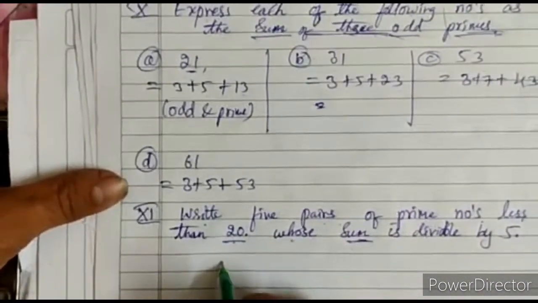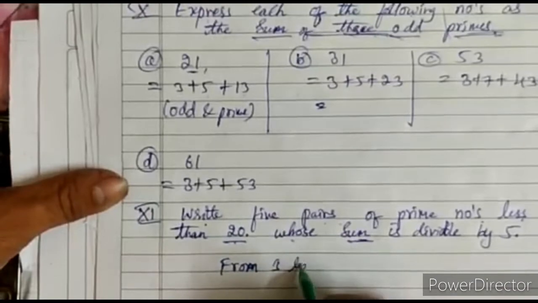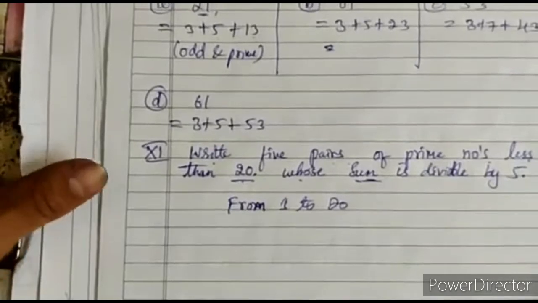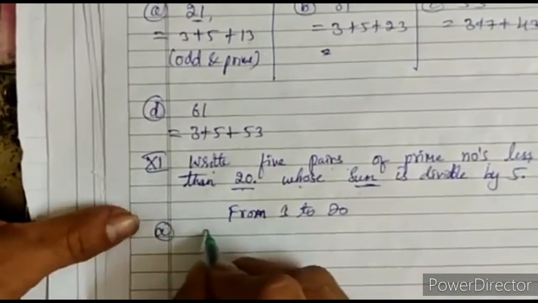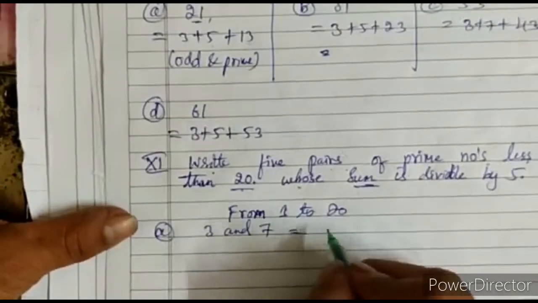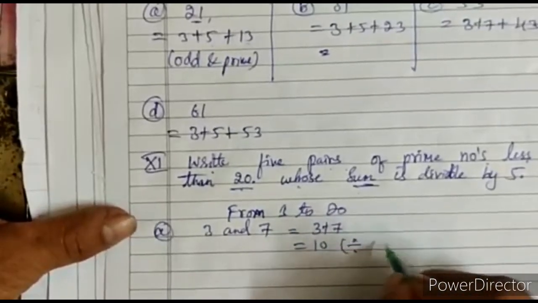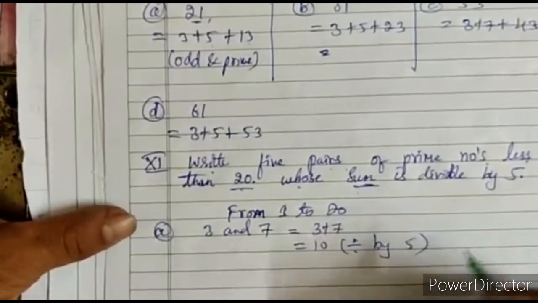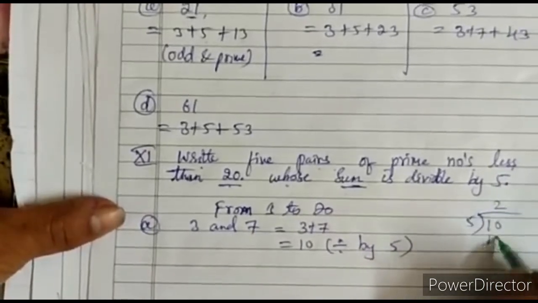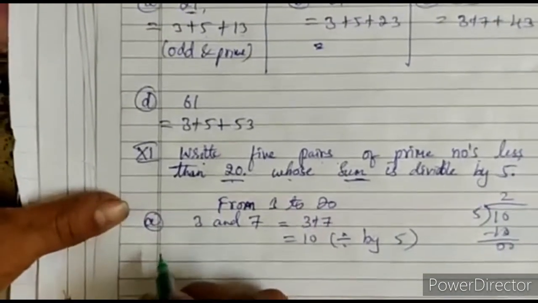I will take the first one. What numbers are given? From 1 to 20 only, less than 20 only. We have to take those. Understood? First, A1. I will take 3 and 7. We add it, 3 plus 7. What will we get? 10. Is 10 divisible by 5 or not? Exactly, we can divide by 5. 10 divided by 5, exactly we got 2, which is divisible. Similarly, I will do the next one.